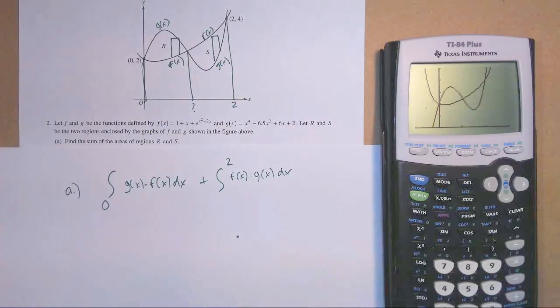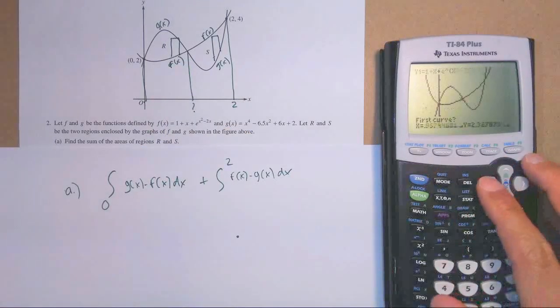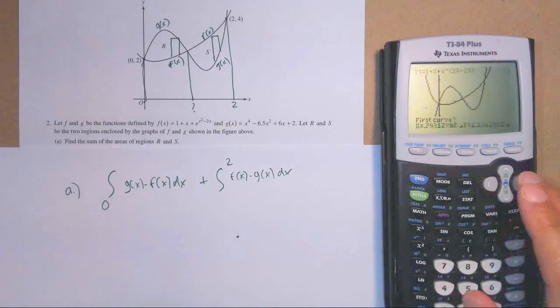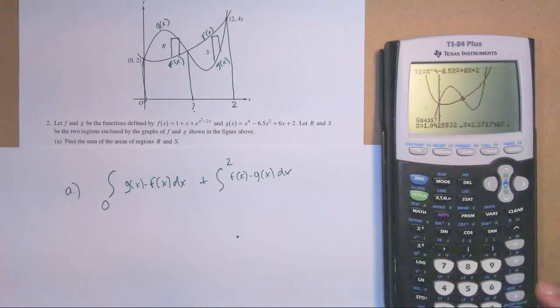Now our next thing is, let's actually go ahead and find where they intersect. So press second, calc, 5, intersect, where it says first curve, move this cursor so close to the point where they intersect that you think it's on top of it. Once you think it's on top of it, press enter. Second curve, just press enter. Guess, press enter.